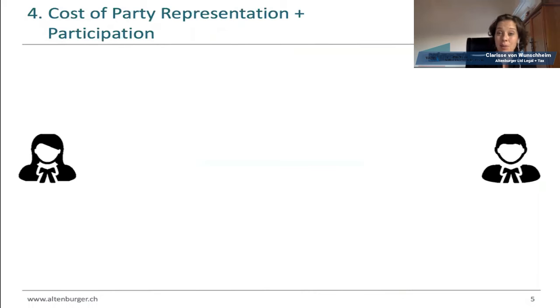And on the other side, we have the second group, which is the costs relating to the parties' representation and participation. And here again, there is no one way to present those costs. I'm just trying to present it the way I've experienced it and the way I think will be quite telling and quite easy for you to understand.